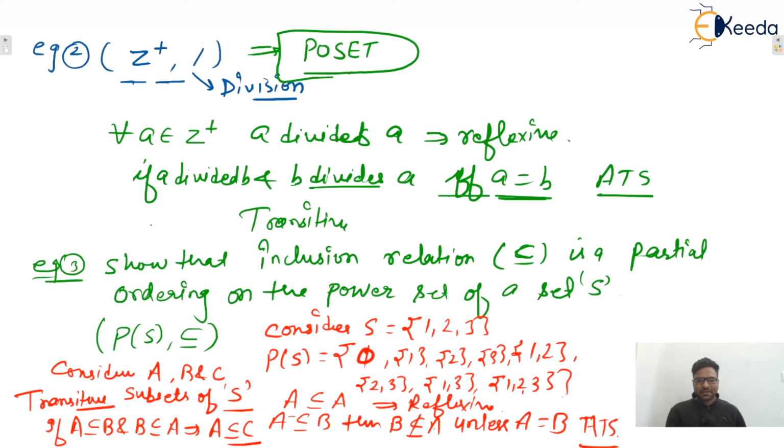I hope this one is clear to everyone. Okay. So that's why we can say that this one is what? Partially ordered set. That's why it is known as poset. I hope this one is clear to everyone. Okay. So moving to the next one, let us consider next one.